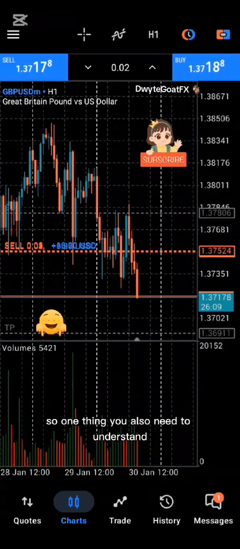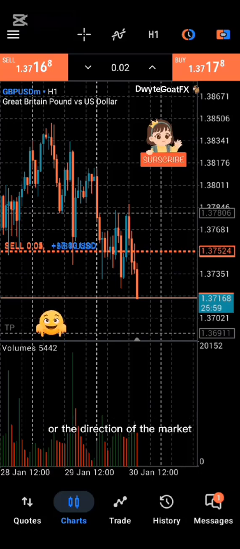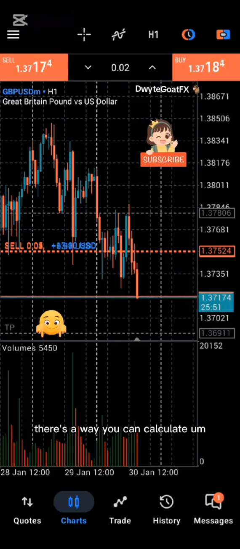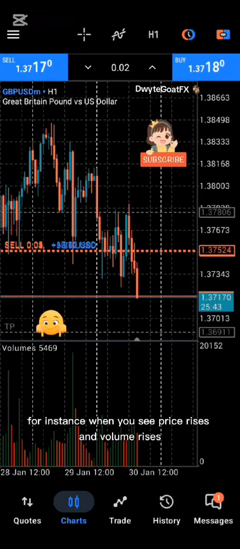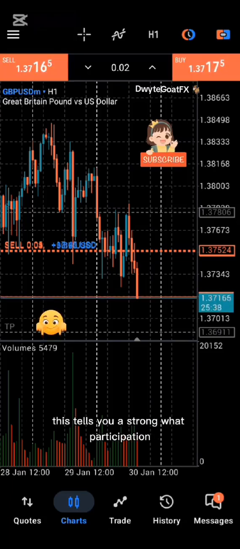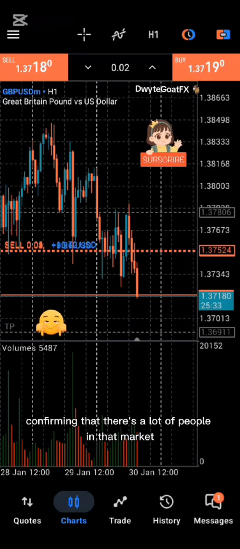So one thing you also need to understand is that volume is a very, very important thing when you are trying to understand the direction of the market. If you are talking about volume in different perspectives, there's a way you can calculate the volume and the chart in order to get a particular point of the market. For instance, when you see price rises and volume rises, this tells you a strong participation, confirming a move, confirming that there's a lot of people in that market.